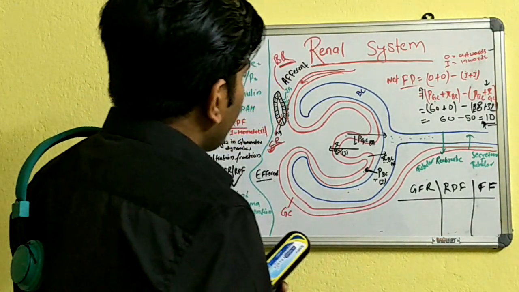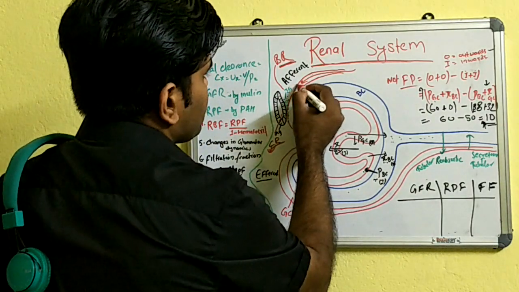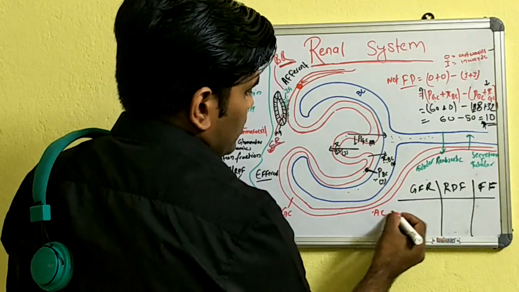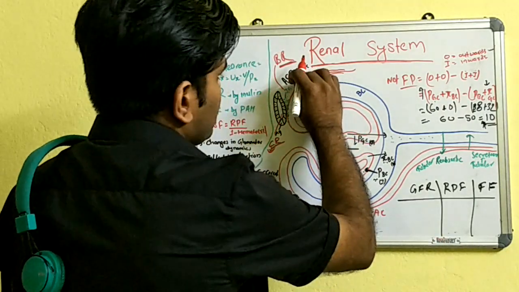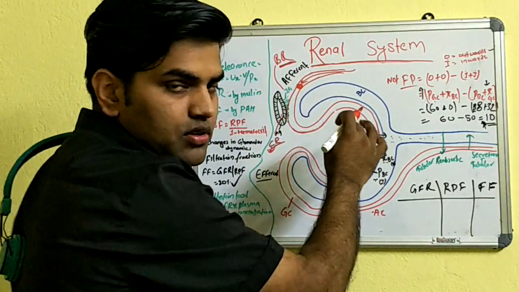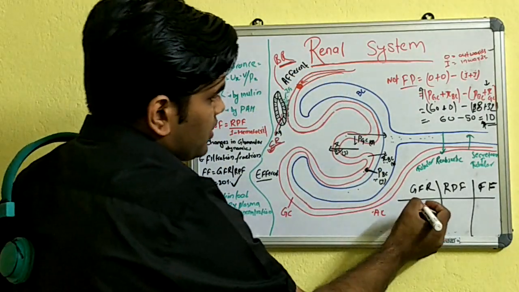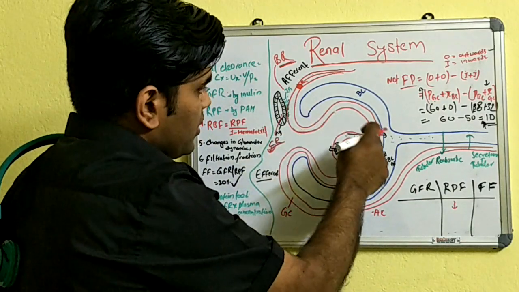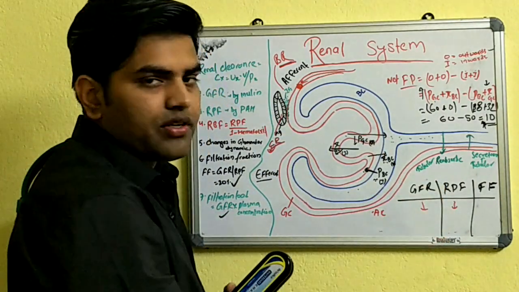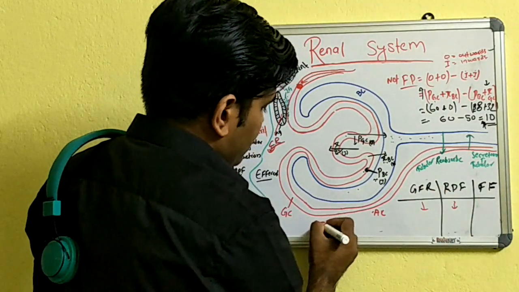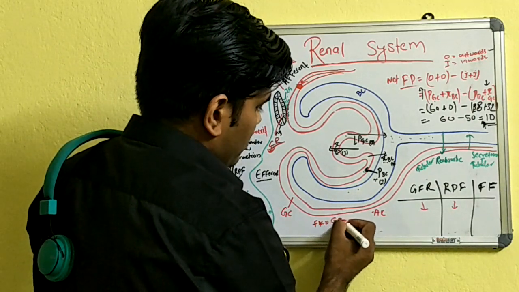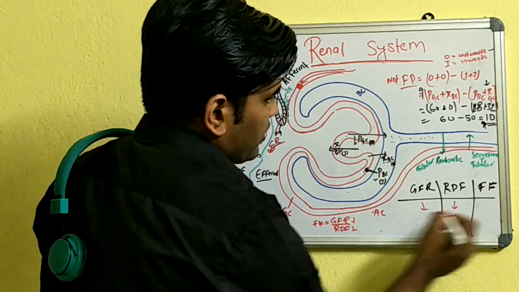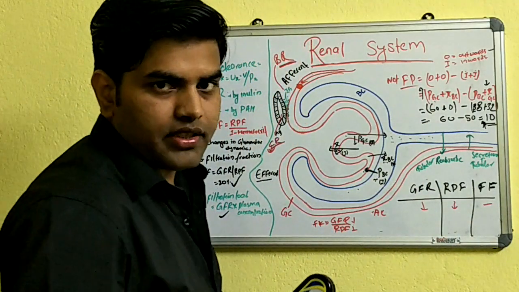Number one: what happens if the afferent arteriole gets constricted? Since it is constricted, less blood flow comes, so the renal plasma flow is decreased. If renal plasma flow is decreased, GFR will be decreased. Filtration fraction is GFR by renal plasma flow. Since both have decreased, filtration fraction remains unchanged.